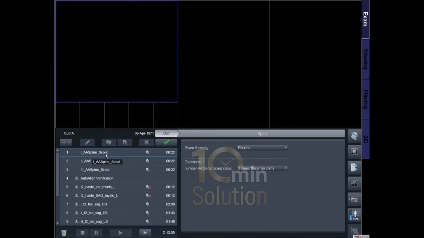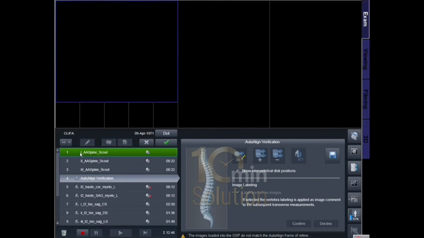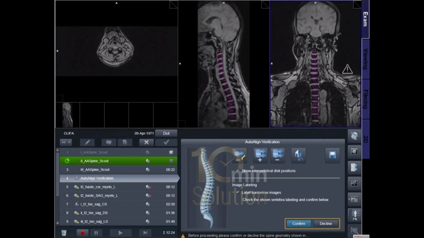First of all, you can see here the protocol. At first, this is the scout, another name localizer. First I apply it. This is the scout. Now I am just waiting for the low resolution image, and look at the time. Look here, scanning.